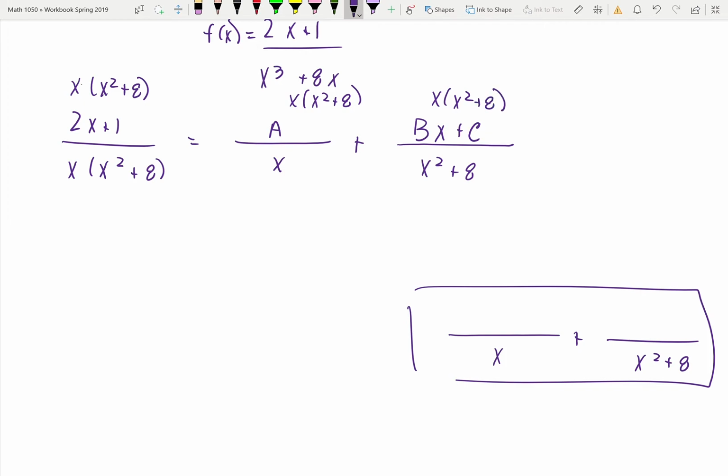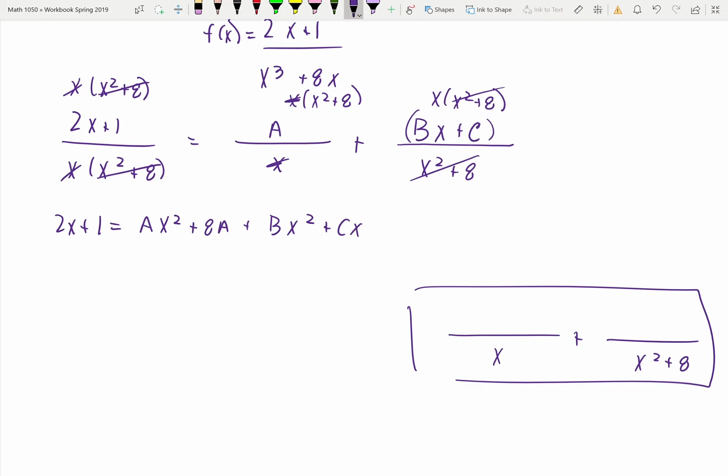Okay, now this x cancels with that one, that x squared plus 8 cancels with that one, and you have 2x plus 1. On the right, this x cancels with that x, distribute the a, and I have ax squared plus 8a. Next one, this x squared plus 8 cancels that x squared plus 8, distribute the b, and I have bx squared plus cx.